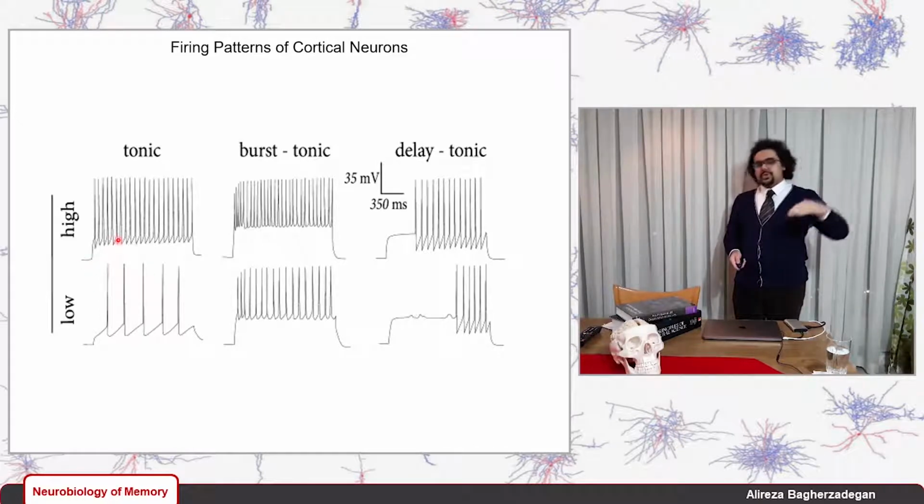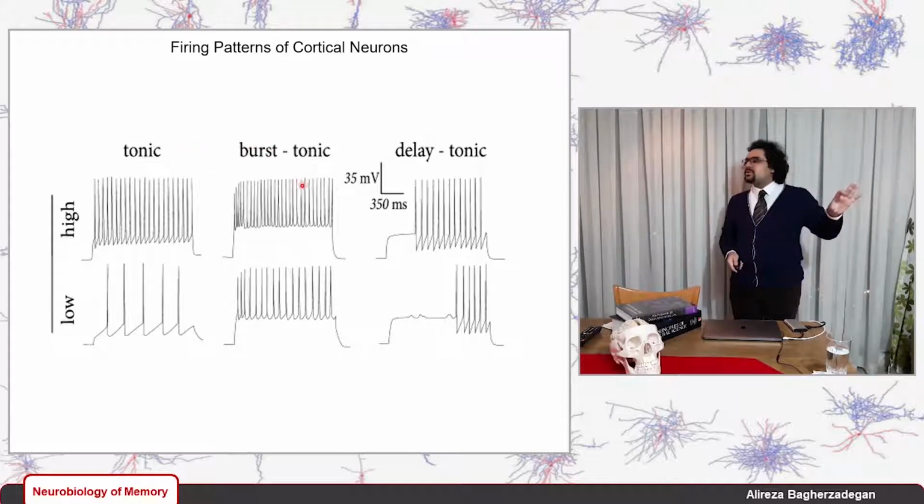we have a neuron that fires regularly in a tonic way. It fires regularly with the same inter-spike intervals, nothing unusual, just a regular kind of firing. But when we inject the same kind of current to another neuron, first we have a very rapid sequence of action potentials, and then there's a rapid transition to that tonic, regular firing again, and this is called burst tonic.